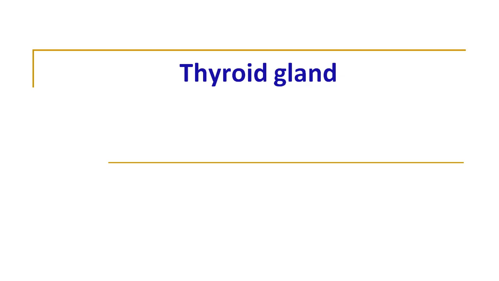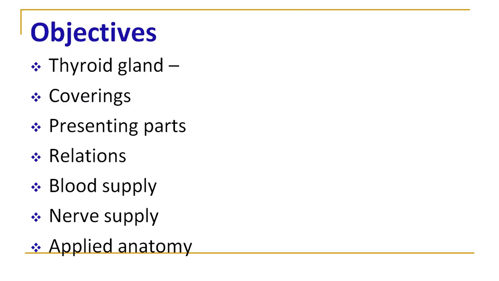Today's interesting topic is the thyroid gland. So, what is the meaning of this thyroid gland? Thyroid means shield like. So, today's objective will be to study the thyroid gland under the following headings: the coverings of the thyroid gland, what are the presenting parts, the relations, blood supply, nerve supply, and applied anatomy.